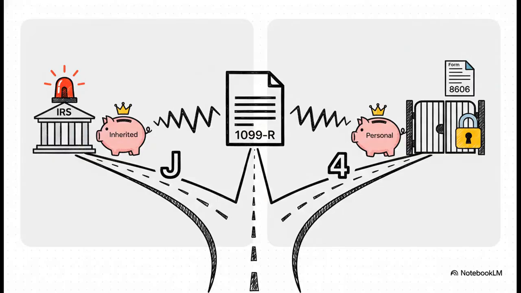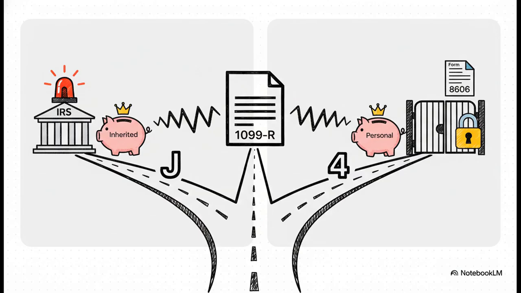So here is the trap. The custodian, by combining these two different withdrawals, is forced into a double bind. It's a heads-you-lose, tails-you-lose situation. If they use Code J, the IRS automated underreporter system is going to try to slap a 10% penalty on the inherited money, which is legally penalty-free.